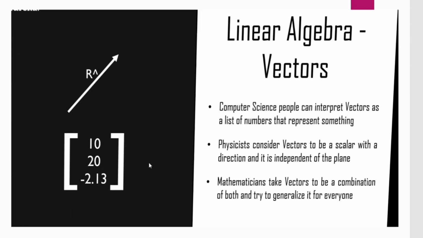Next thing is vector. Vector has a different definition in different fields. For computer science it is a list of numbers, and for the physicist it is considered as a scalar with a direction. For mathematics it is the combination of both, generalized for everyone, like this r cap is one vector.